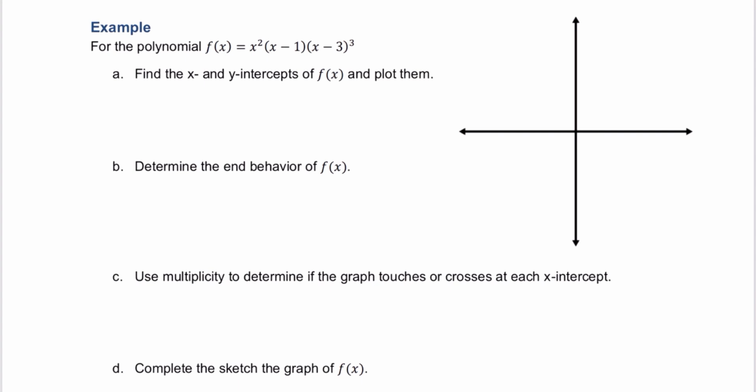Let's combine everything we've done so far into a graph. First, we'll find the x and y intercepts and plot them. Recognize that we can look at this and immediately know the x-intercepts. The factors there will generate x-intercepts of 0, 1, and 3.